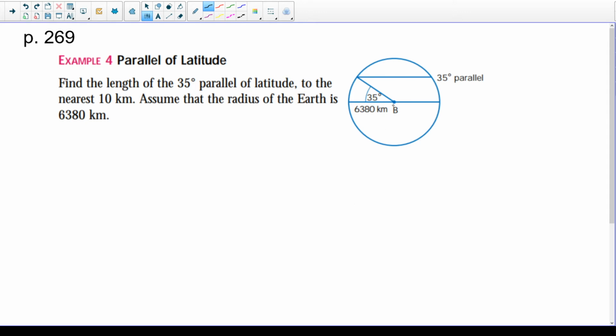They gave us the radius. Now look at where the radius is. It's right here. Right? They gave us this angle. How are we going to find this length?